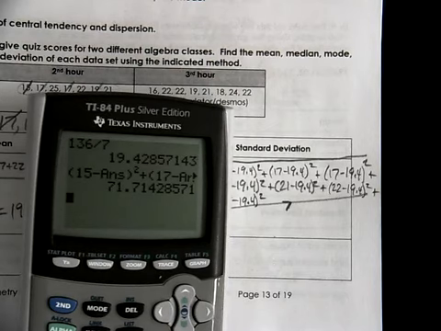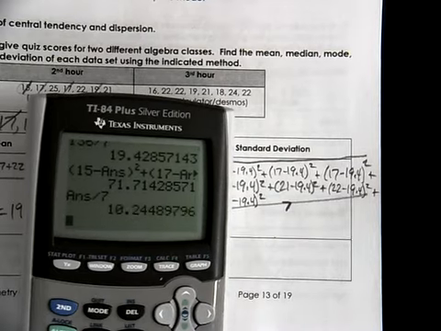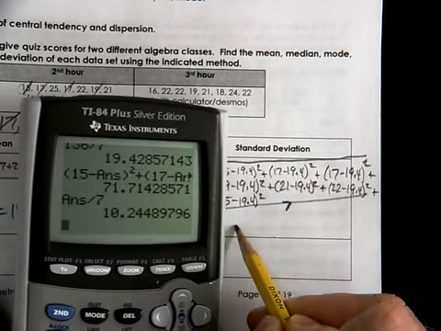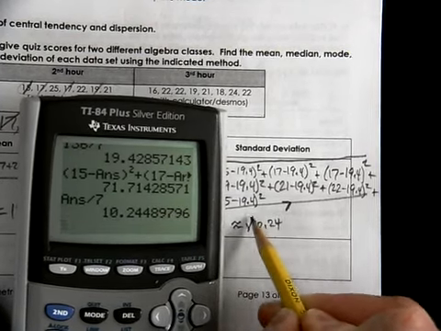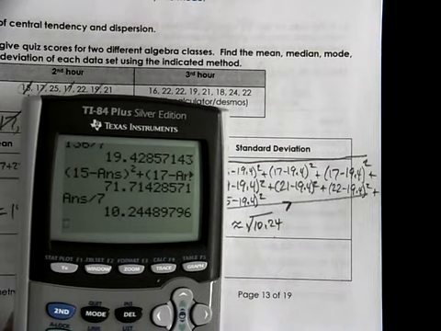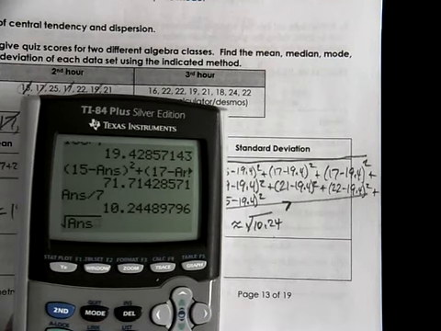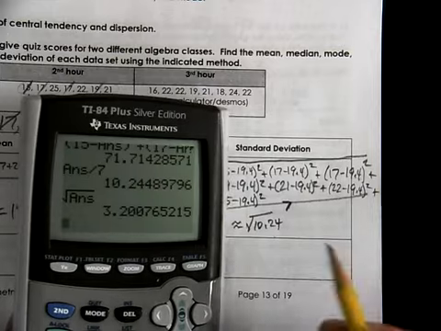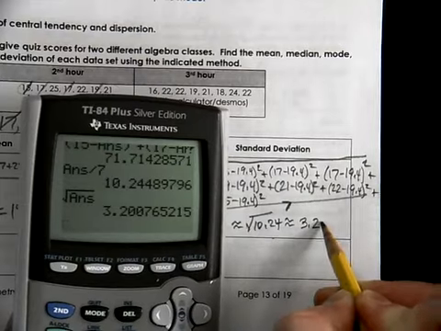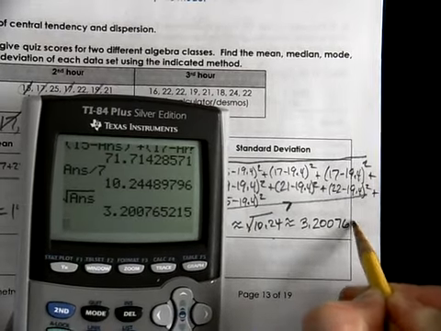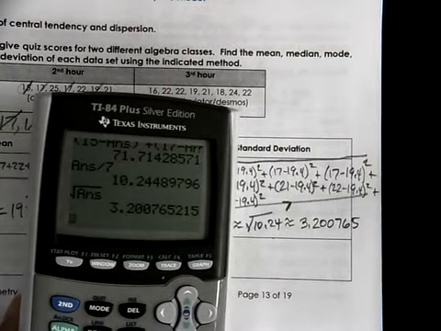So we got 71.71. Now we need to divide that by 7. So we've got the square root of 10.24. Which, if we take the square root of that number, we're getting 3.200765. I'll write down all these numbers so we can compare it to the real data set.